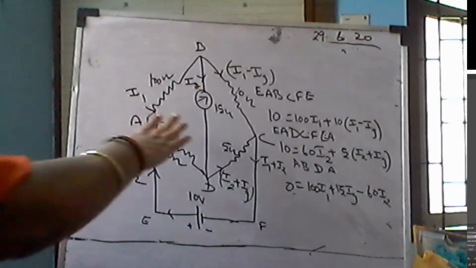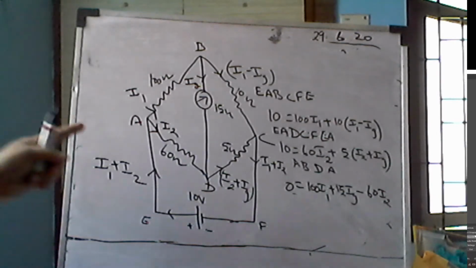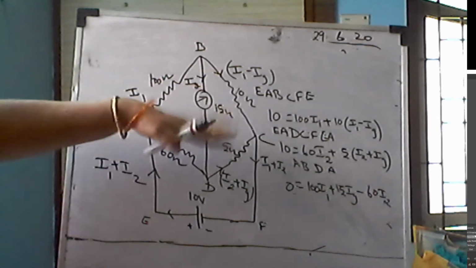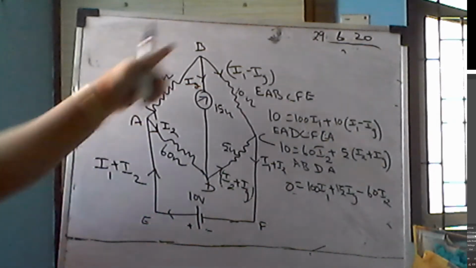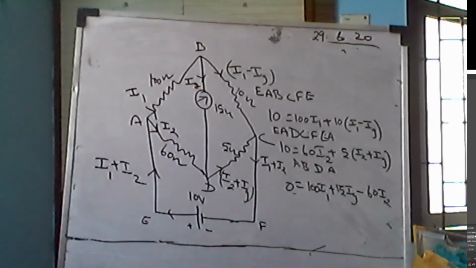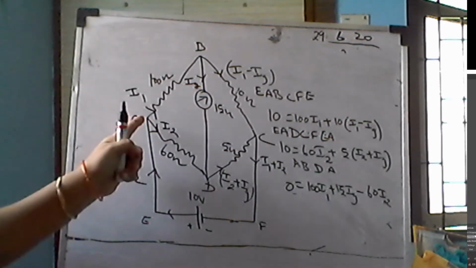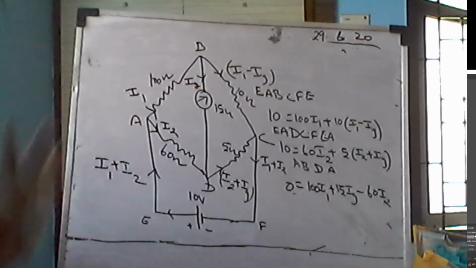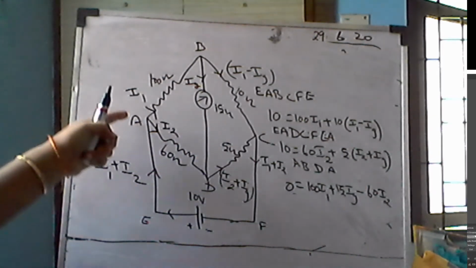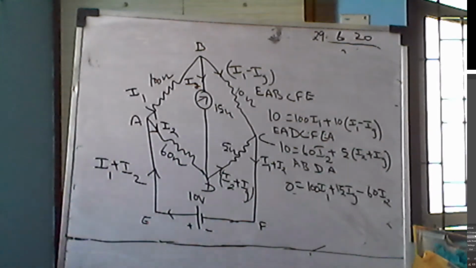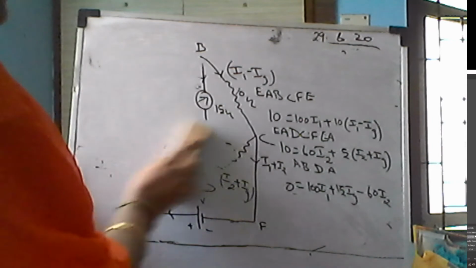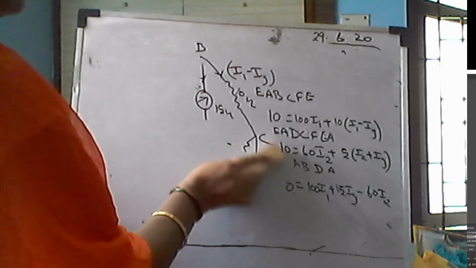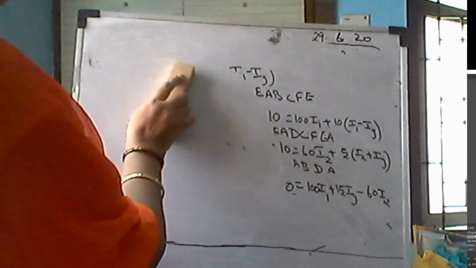So let me rub this, because I have taken first this mesh. This mesh means starting from the positive, E, A, B, C, F, E. Then I have taken positive E, A, C, F, E, A, like that. Then I have taken A, B, D, A. So in the battery it is 0. Now three equations I got. So now I am going to rub it, and then your problem is you have to find out what is IG. That is only you are supposed to find out.